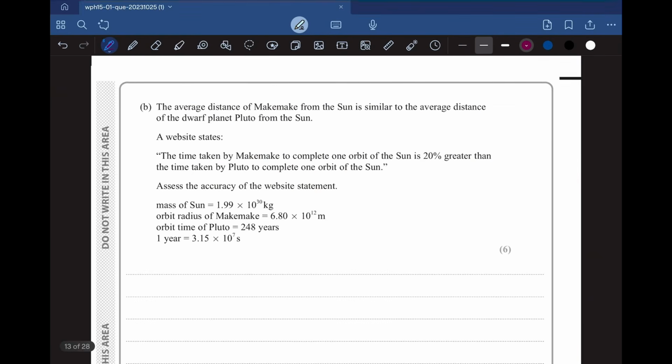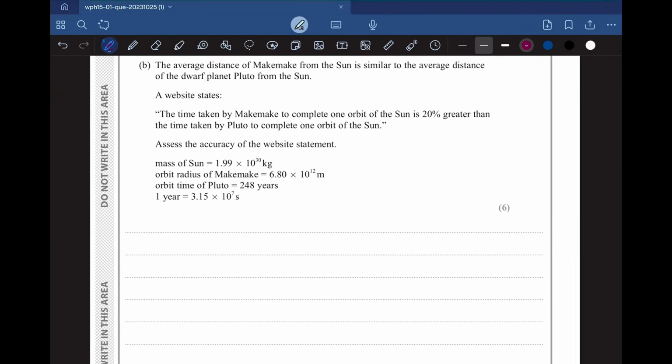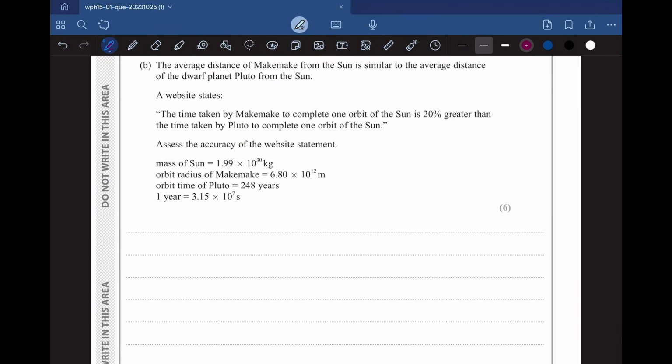Now the next part, this is the difficult question. This is the type of question we were looking at. It says the average distance of Makemake from the sun is similar to the average distance of the dwarf planet Pluto from the sun. A website states the time taken by Makemake to complete one orbit of the sun is 20% greater than the time taken by Pluto to complete one orbit of the sun. So one is bigger than the other. The time taken by one is greater than the other.